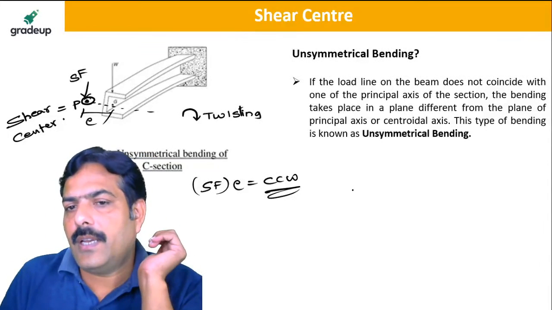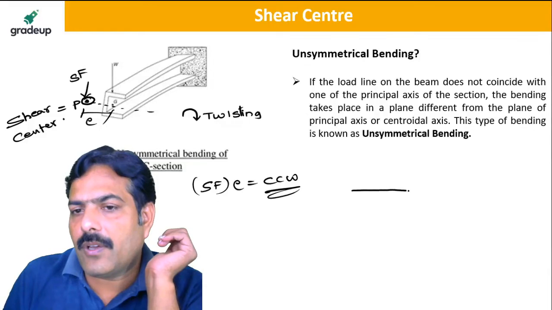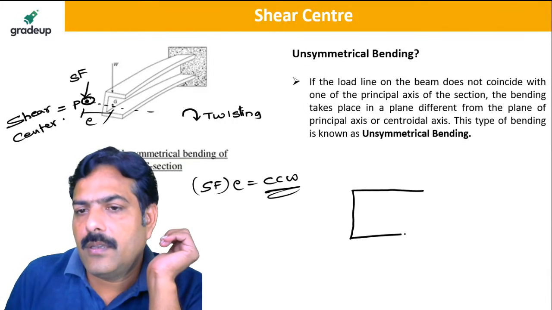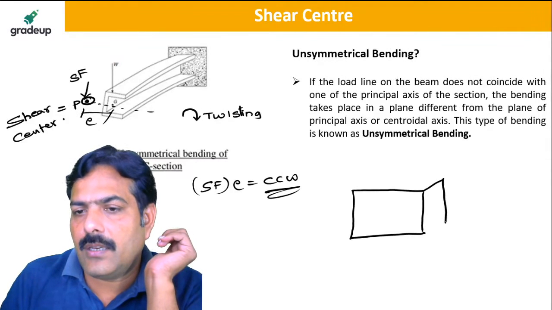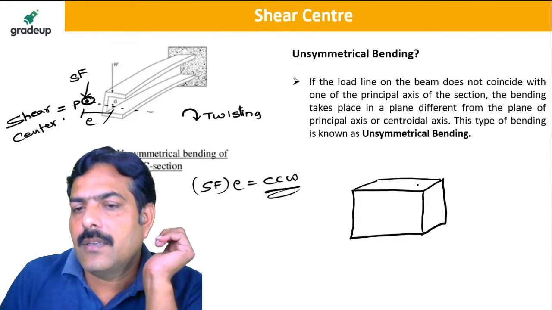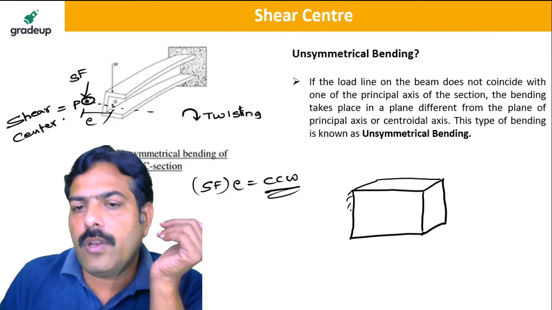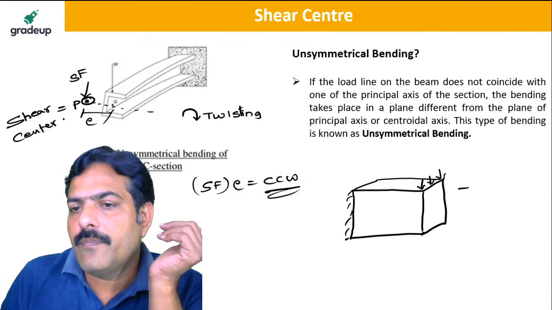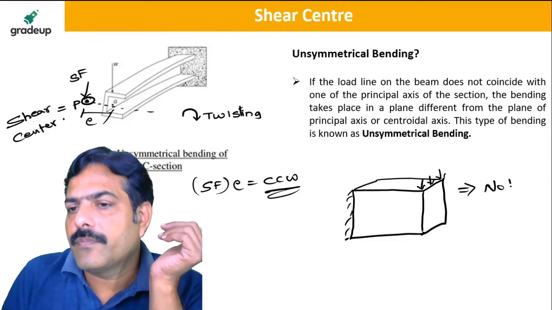See here, generally what happens in the beam of a cross section, in a beam of an I section or a rectangular section, this type of beam? In this case, when you apply a load on this, maybe a point load, UDL or UVL, you will not get any twisting here. Is it clear now? No twisting.